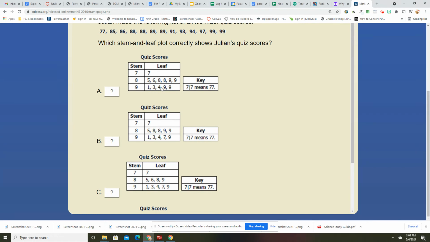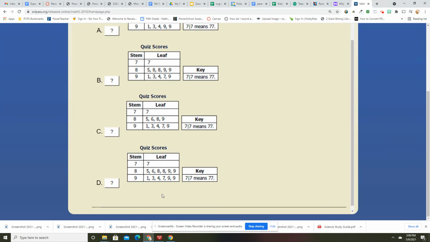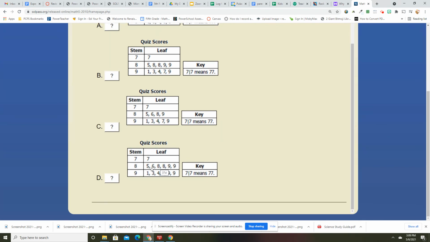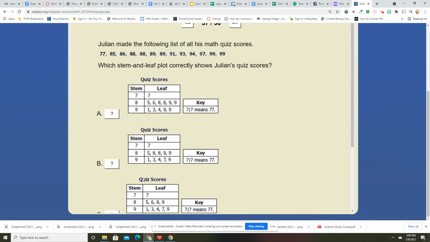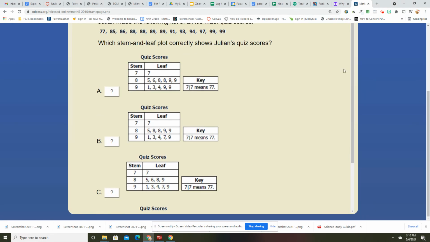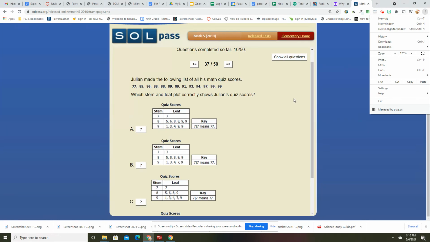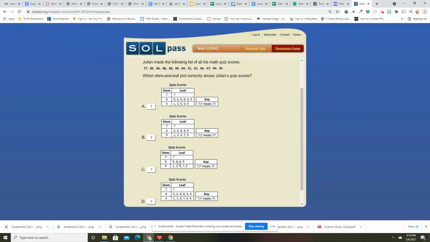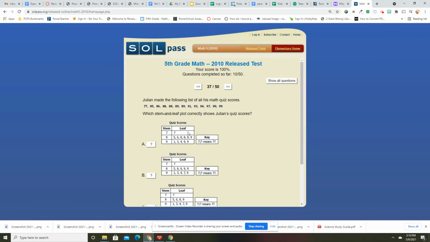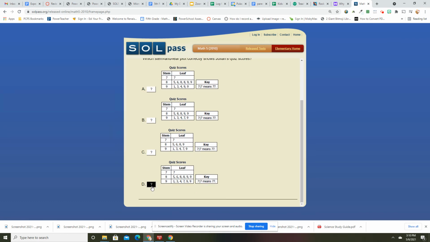This one's missing 97, so it's not A. I can already tell you it's not B because there's not enough right here. So let's look at this one. Well, wait. Maybe this is one. 77, 85. No, this one doesn't have 86. Oh, I didn't scroll down all the way. So 85, 86. I'm still not having enough room. Okay. It's D. It has all of them right there.